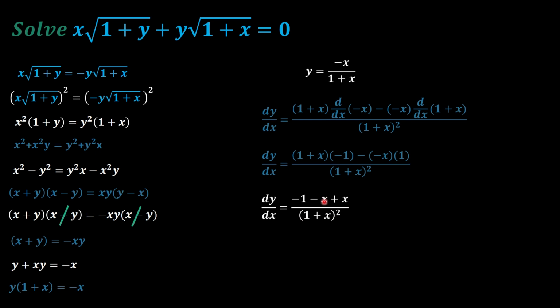This x and this x will cancel out, and −1 will be the remainder, over (1+x)² which is the same as before. This is the answer, or the differential value, for this question.